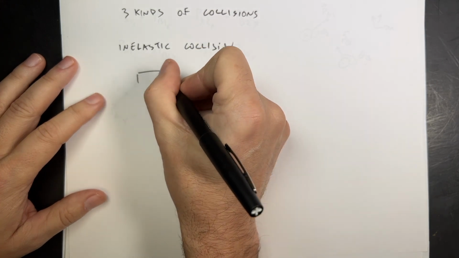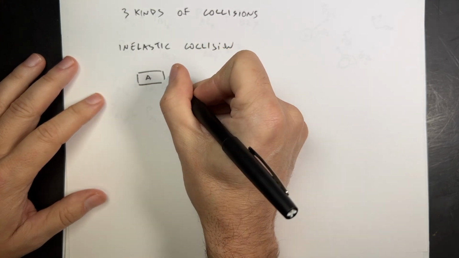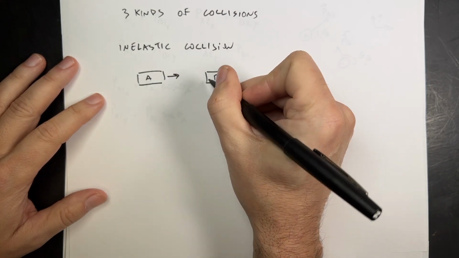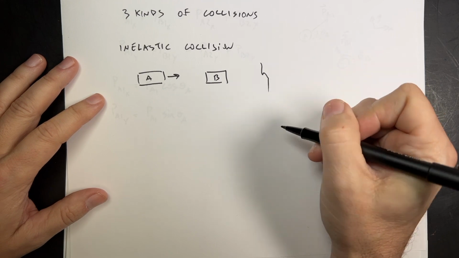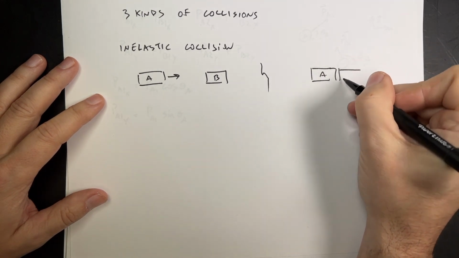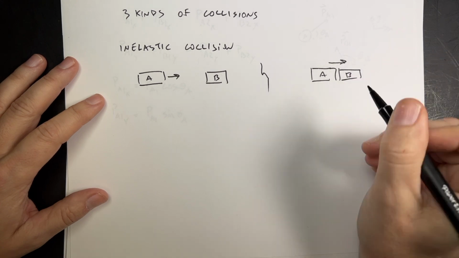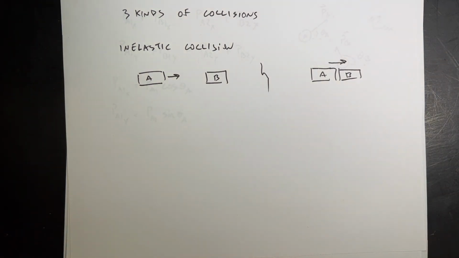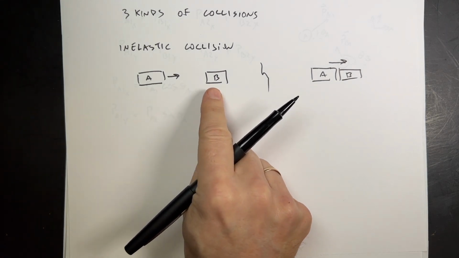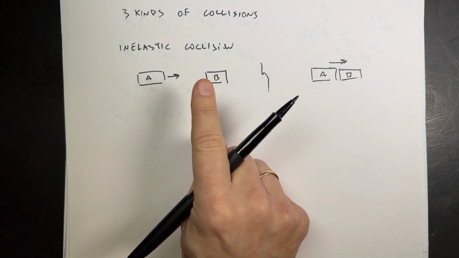So imagine I have something like a train car A, and it's moving this way, and it collides with the train car right there that's stationary, and then this is my after the collision. After the collision, A and B are stuck together with the same velocity. This is an inelastic collision. So they come together and they stick, okay? And it doesn't matter if it's in 1 dimension or 2 dimensions or whatever, that's an inelastic collision.